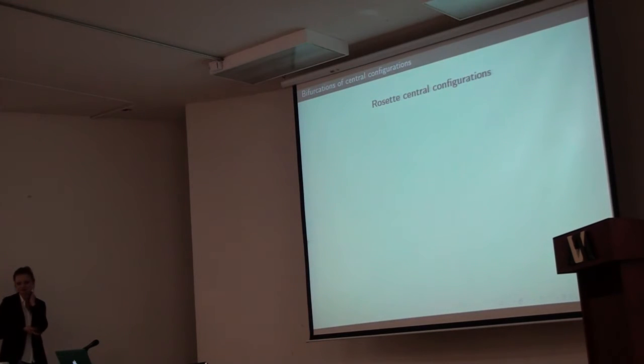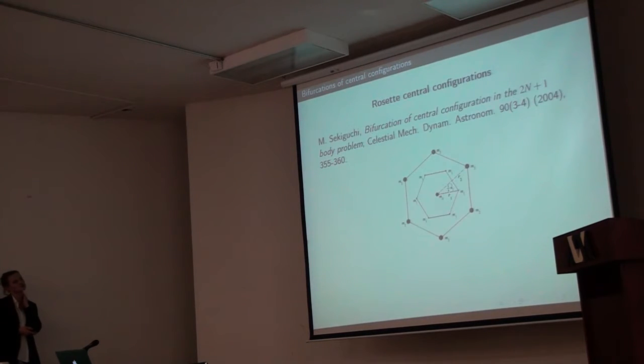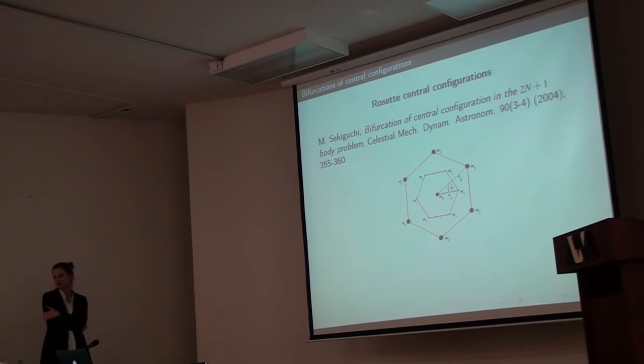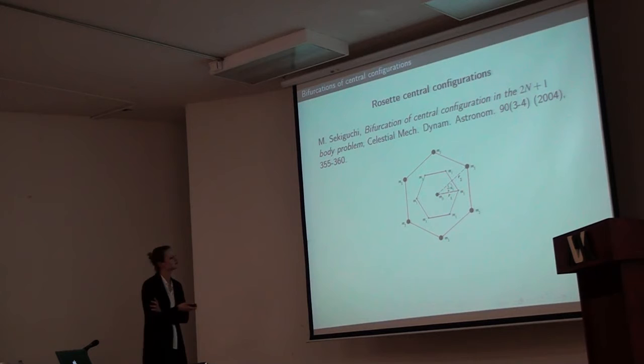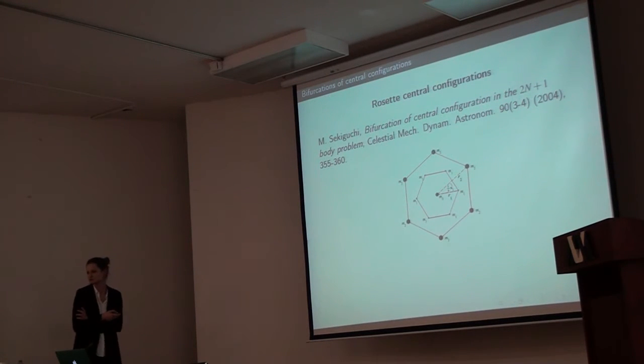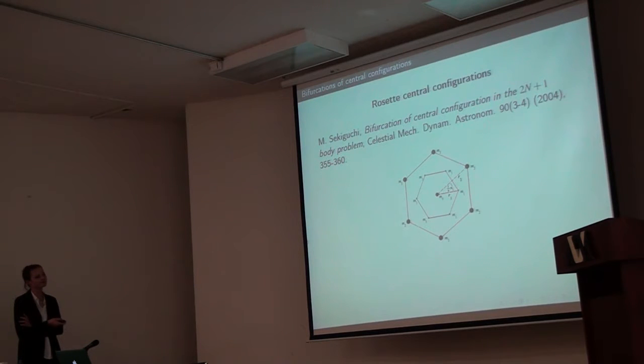And you can prove similar results for the second family, the Rosette central configuration. This family was given by Sekiguchi in 2004, and it is a problem of 13 bodies. So we have 6 bodies located at the vertices of this six-gon, and another 6 bodies located at the vertices of another six-gon. The second six-gon is rotated, here by 30 degrees. And the sizes of these two are fixed, R1 and R2. And the last body is here in the center of mass.